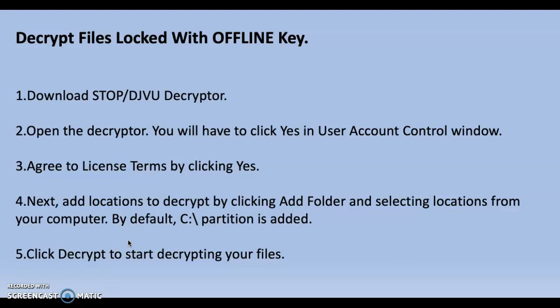First, download the STOP and Djvu Decryptor. Second, open the decryptor. You will have to click Yes in the User Account Control window. Third, agree to the license terms by clicking Yes. Next, add locations to decrypt by clicking Add Folder and selecting locations from your computer. At last, click Decrypt to start decrypting your files.